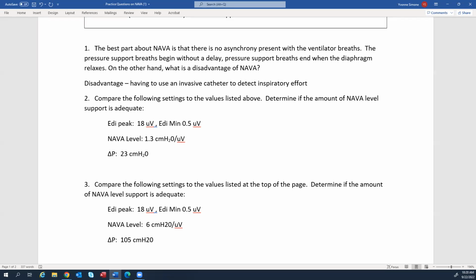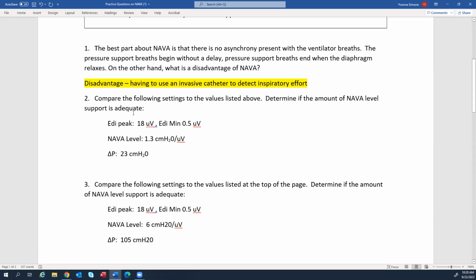So having to use an invasive catheter to detect inspiratory effort. All right, question number 2. Compare the following settings to the values listed above. Determine if the amount of NAVA level support is adequate.